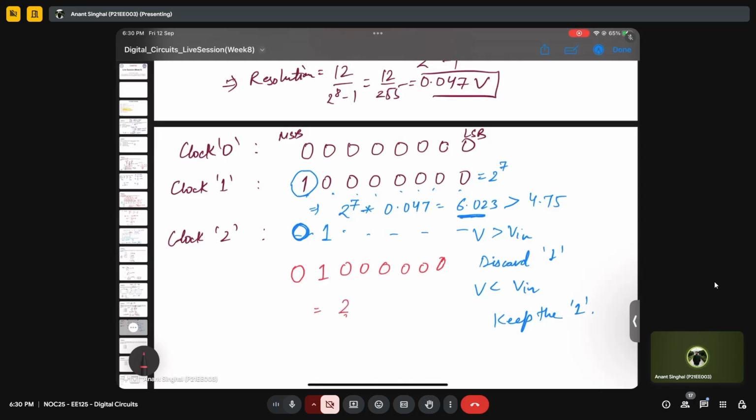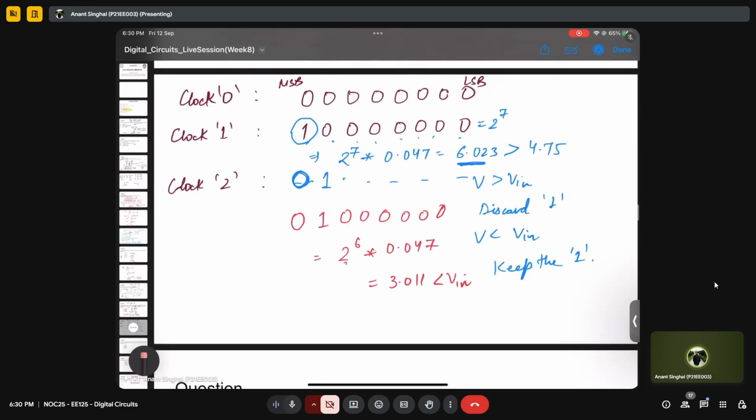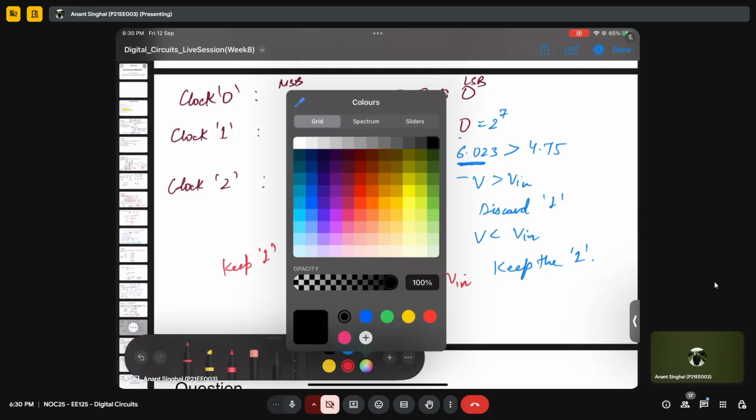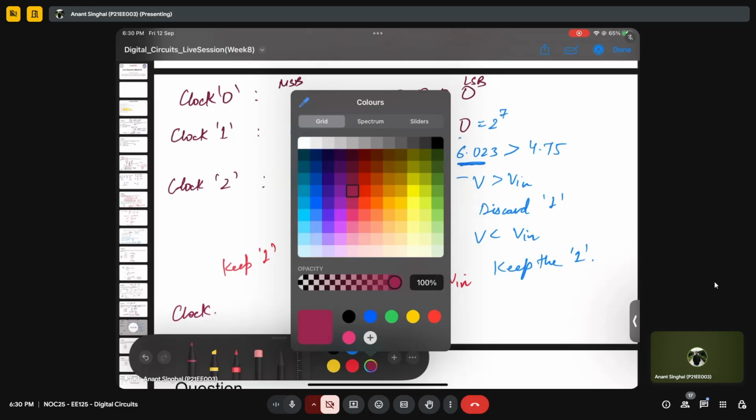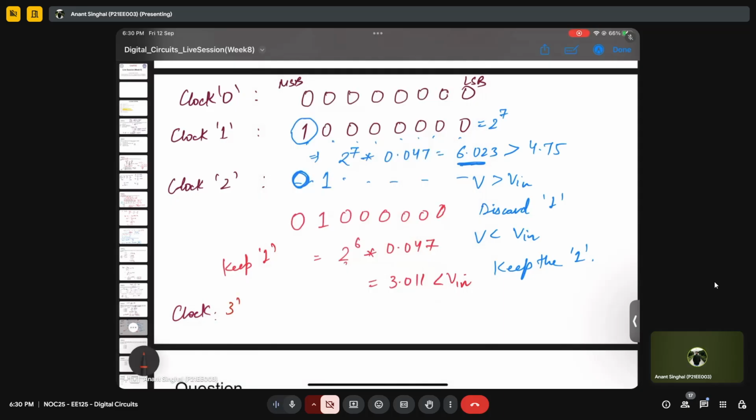Now the output for this will be 2 raised to power 6 times 0.047, which is coming out to be 3.011, and which is less than that of Vin. So what we'll do is, for this case, we'll keep the 1. Now we'll go for clock 3 now.